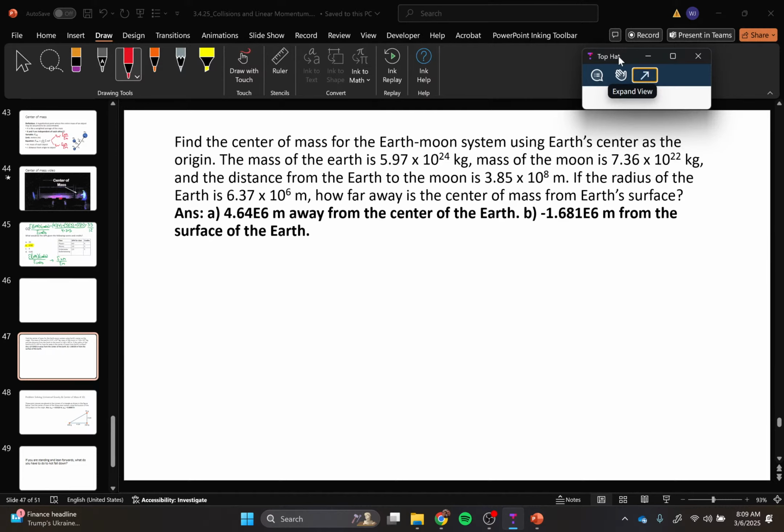This is center to center distance? Yeah. That distance is center to center. When it says distance from the Earth to the Moon, it's center of the Earth, and the center of the Moon is that number.